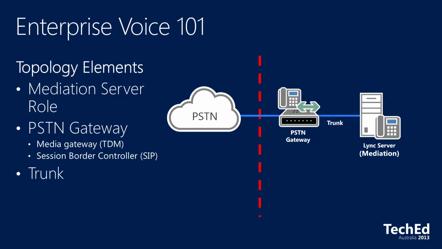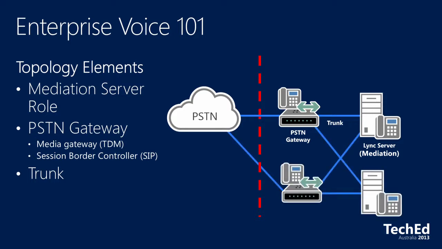We also have a concept of a trunk. So in Lync topology, the trunk is the association between a mediation server and a PSTN gateway. The reason we have that is because we may have scenarios where we want to have multiple gateways and multiple mediation servers and have different trunks going different directions for resiliency. So if we lose any one of these components, we can still get calls out by rerouting through different directions.